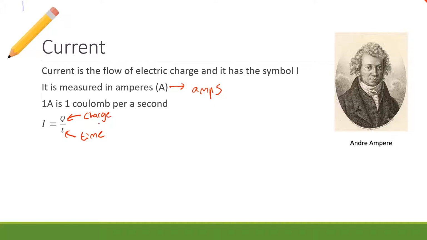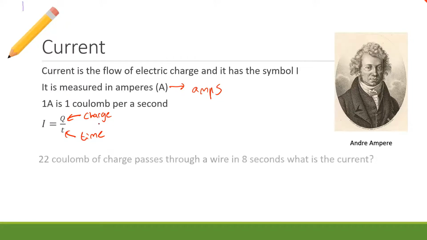If you've got 1 coulomb going every second, you've got an amp. If you've got 1 coulomb going every 2 seconds, then you've got half an amp. That means you've got half a coulomb each second. Let's deal with some basics here.